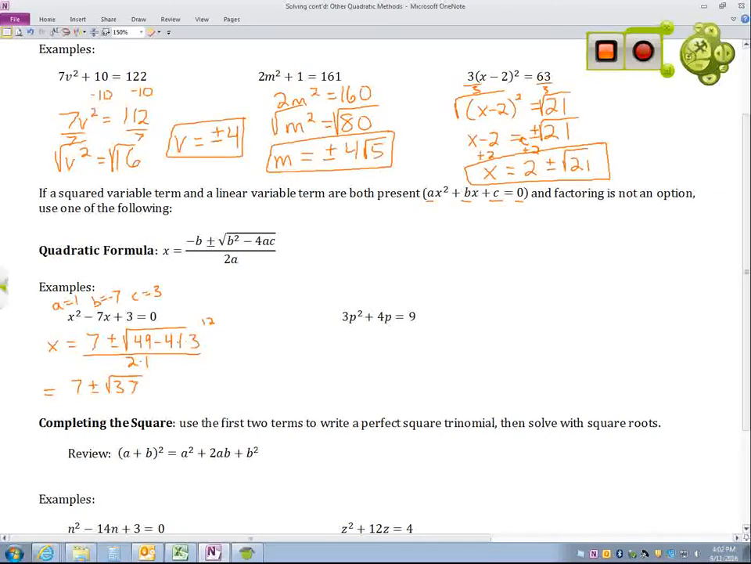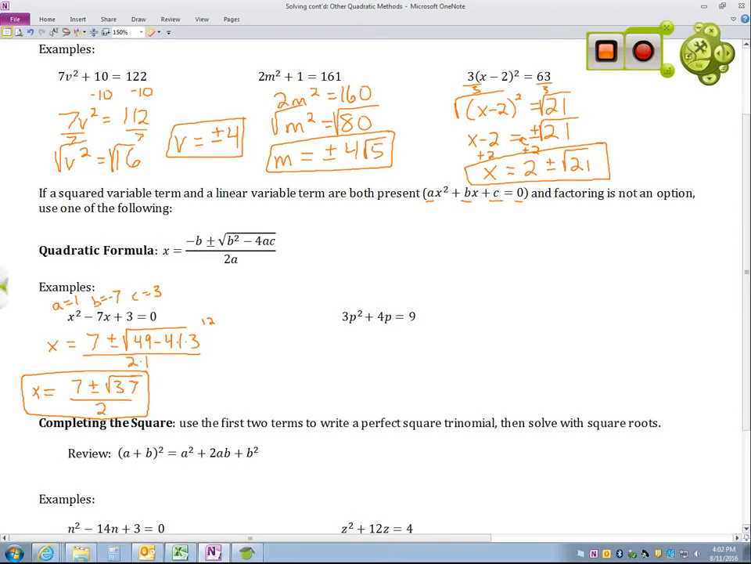And if you want to do this in 2 steps, you can. I'm combining those 2 steps. All over 2. Since root 37 cannot be simplified, I am done. I cannot go any further. Okay? I cannot reduce anything, so I have to stop right there.